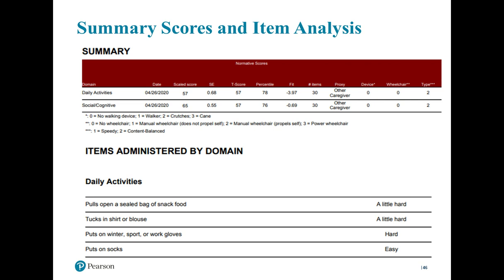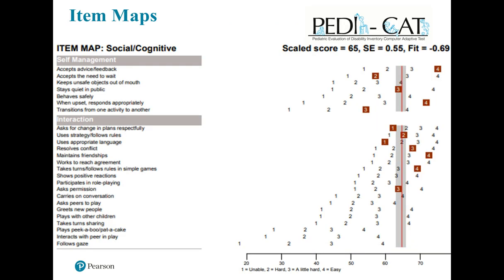Okay, the results indicated that when compared to same age peers, the T-scores place the subject in the 78th percentile rank and the 76th percentile rank. The report also includes the specific items and how they were endorsed by domain. So for that first item, pulls open a sealed bag of snack food, the response was a little hard, so this information is put in the report.